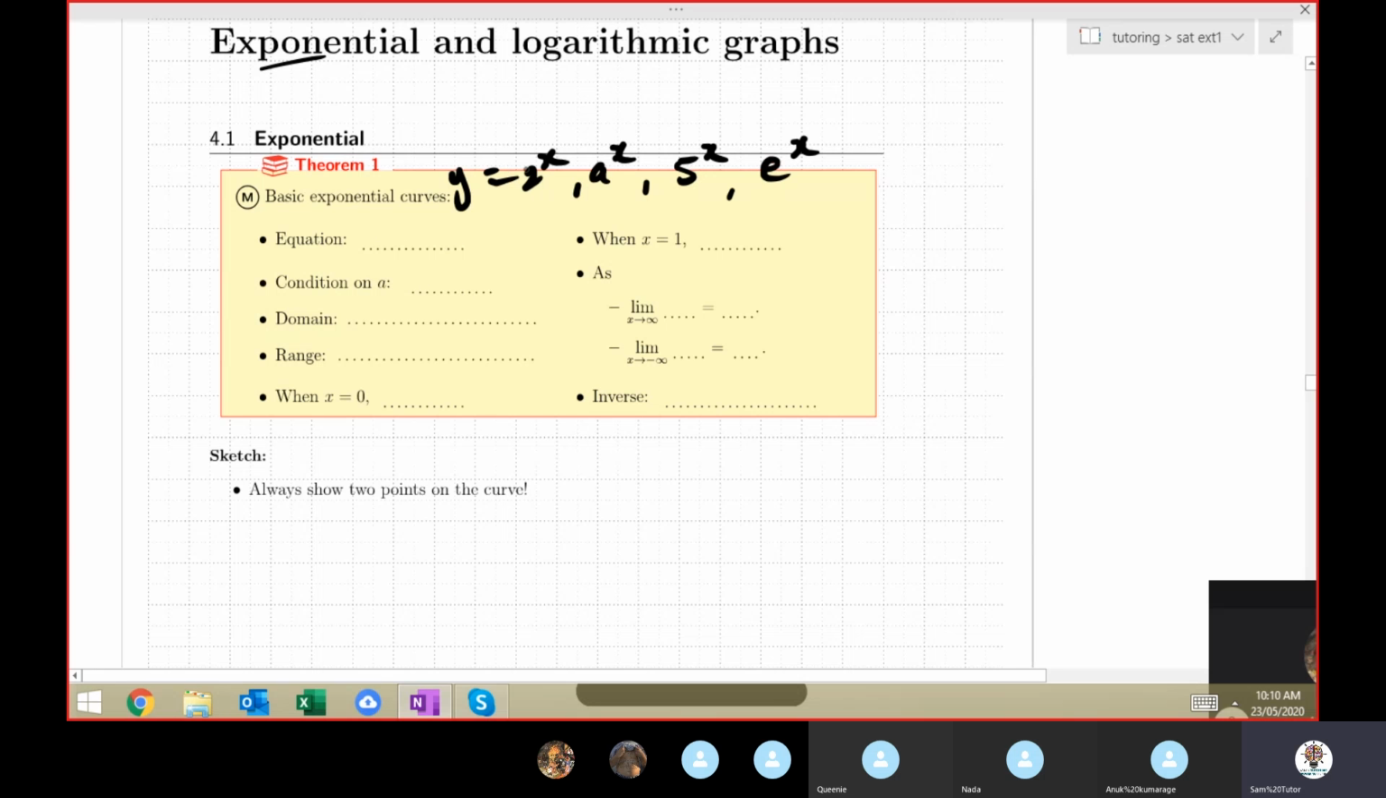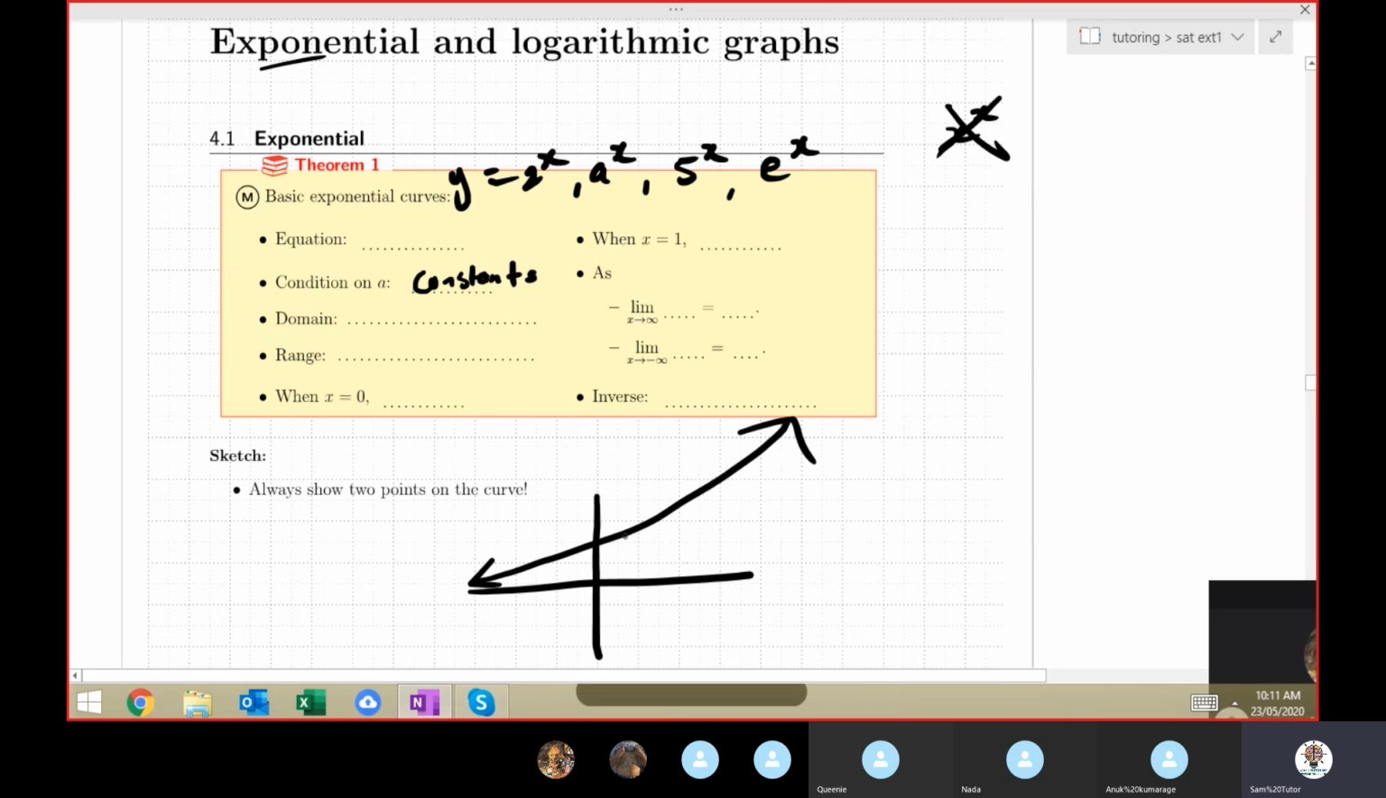Your condition on a, the bottom base, has been that they've usually been constants, not variables. So that means you haven't had like x to the x. That's a bit too complicated to sketch. Your domain, well, you guys already know how an exponential looks like, right? There it is, cuts at 1. So your domain is all real x, all the x values work. So all real.